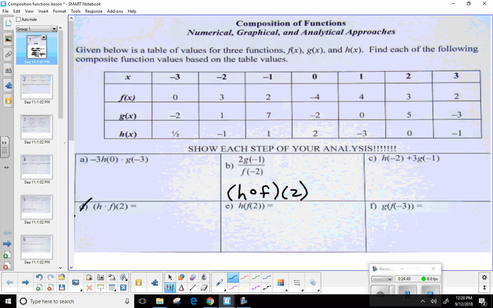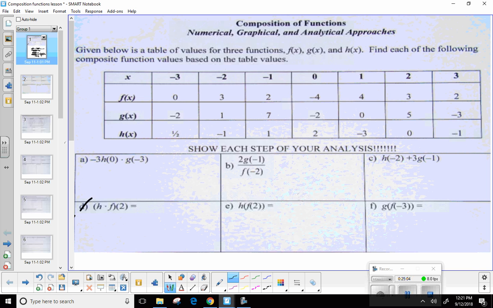Okay, that little circle right there, not a dot, that also means composition. So here we read h of f of 2. Well, here we would just say h composed with f of 2. Both of these are saying the exact same thing. So if you see it written with that circle, I just want you to realize we're still talking about composition. All right. So here's what we're going to do.